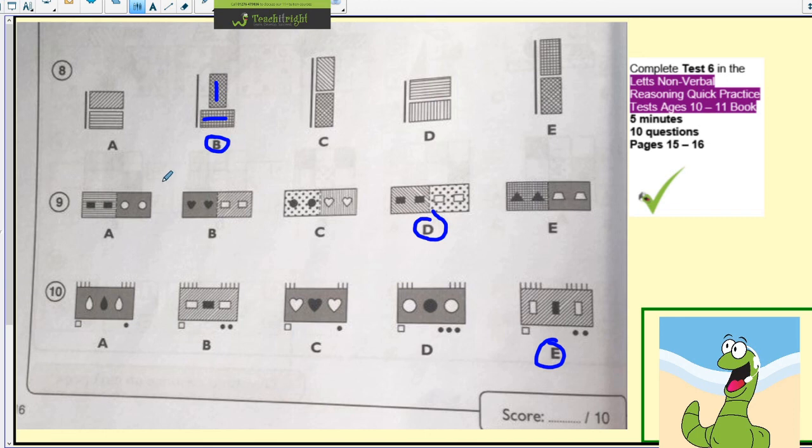For question 9, all the other figures have different small shapes on either side of the middle line. So you can see how it's divided. And we've got squares and circles, hearts and rectangles, dots and hearts. D, although the shading has changed, it's still rectangles and rectangles. And so that's the pattern. And that's why D is the odd one out. Change the shading, but not the shape.